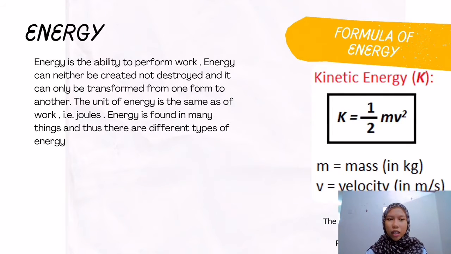Number 2 is energy. Energy is the ability to perform work. Energy can neither be created nor destroyed, and it can only be transformed from one form to another. The unit of energy is the same as that of work, which is joules. Energy is found in many things, and thus there are different types of energy. The formula of energy is 1/2 mv squared.